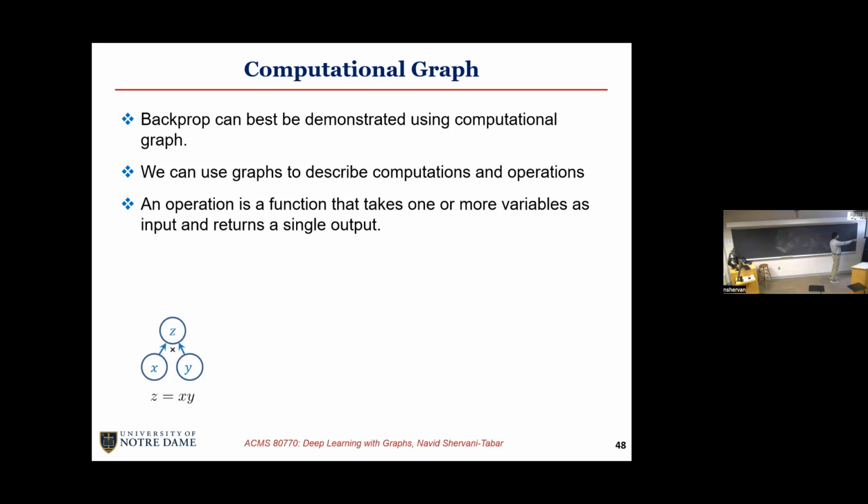I want to represent this relation with some computational graph. I say that I have three variables, x and y and z. So x, an operator, which is just a simple product of x and y, is going to give me a variable z. So I'm going to draw two directed edges from x and y toward z.